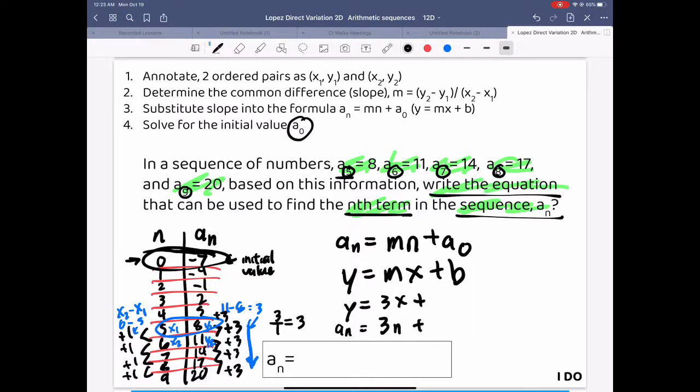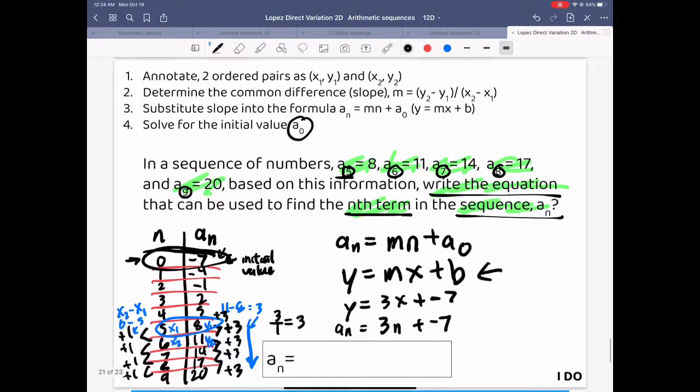Plus my initial value. So we know the initial value is going to be the y or the a sub n. So that's going to be plus -7, plus -7. So you notice that's the same thing. Now, if you get confused, just revert back to that. This is the correct notation, the a sub n. But if you need to, you can always go with the y. There's nothing wrong with slope intercept. There's no reason why you can't go with that.